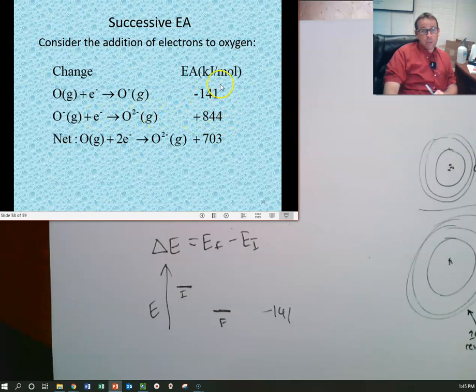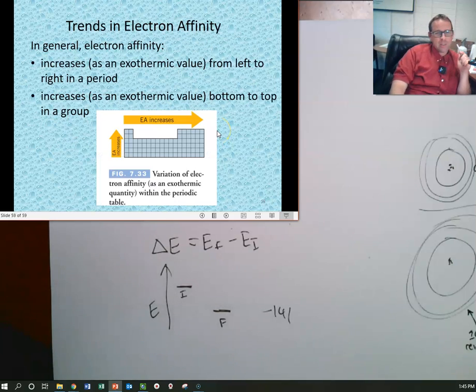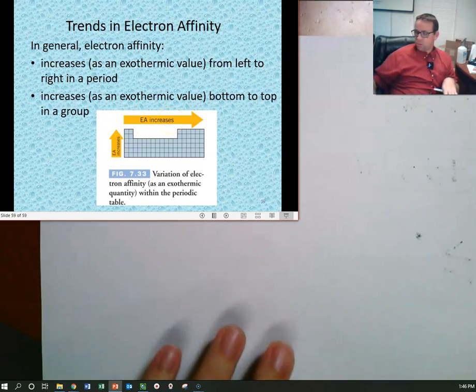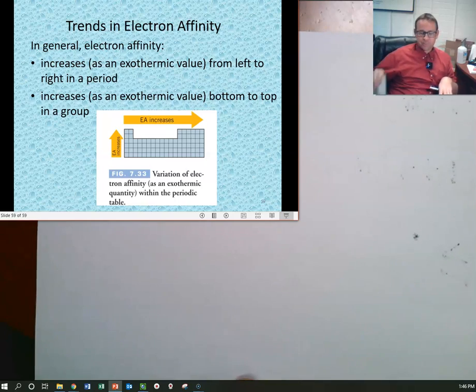And see how much more energy it requires, right? So we're releasing 141 kilojoules per mole here, but it requires 844 to take that second one. So the sum of those two, for an atom of oxygen to take 2 electrons, actually requires energy overall, right? The sum of those two. Okay? So if we look at the trends in electron affinity, how much energy is released, like we said, it releases energy for an atom to take electrons, okay?